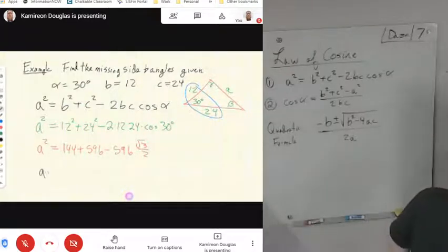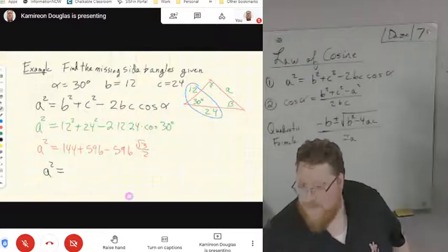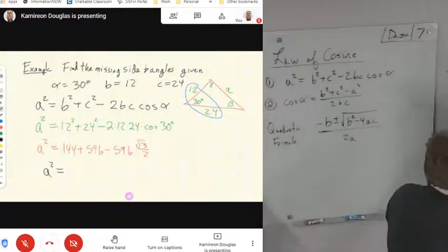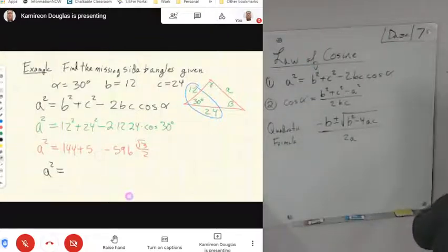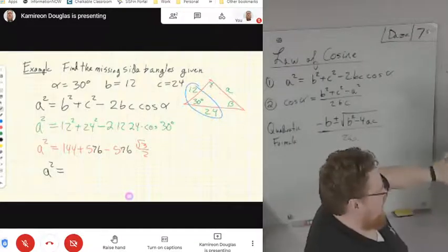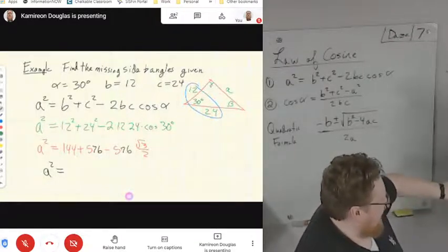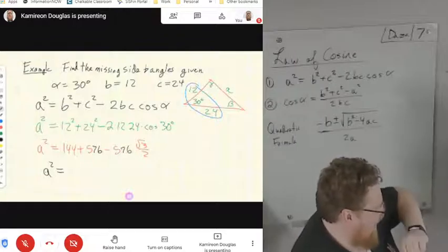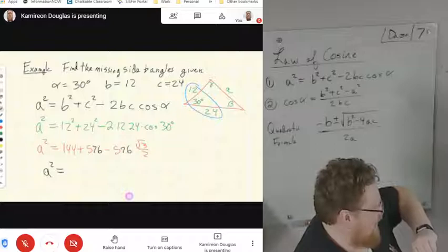So A squared equals 576. Not 596. 576. Thank you. That was going to mess some stuff up later. Okay. Good. Much better. Now I'm going to simplify the rest. 144 plus 576. I add the 4, that becomes 580. Add the 40, that becomes 620, add 100, that becomes 720.